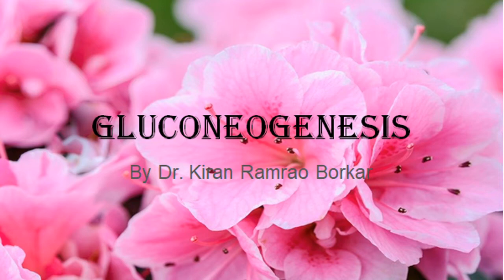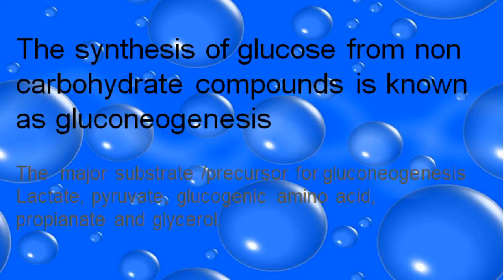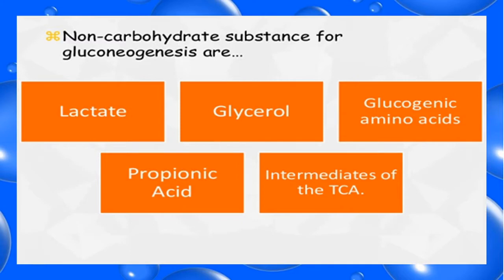Today I'm going to discuss gluconeogenesis. First of all, what is gluconeogenesis? Gluconeogenesis is the synthesis of glucose from non-carbohydrate compounds. What type of non-carbohydrate compounds? That is lactate, glycerol, glucogenic amino acids, propionic acid, and intermediates of the TCA cycle. All these are the non-carbohydrate substances which are used in gluconeogenesis.